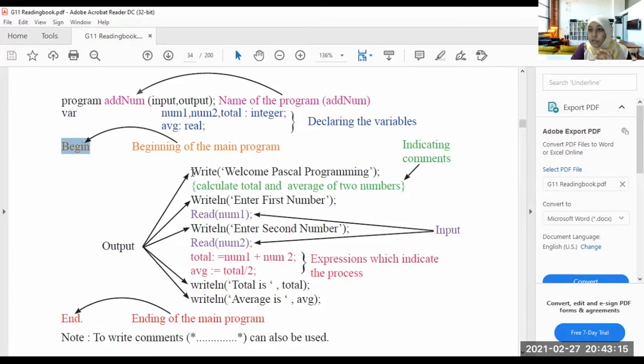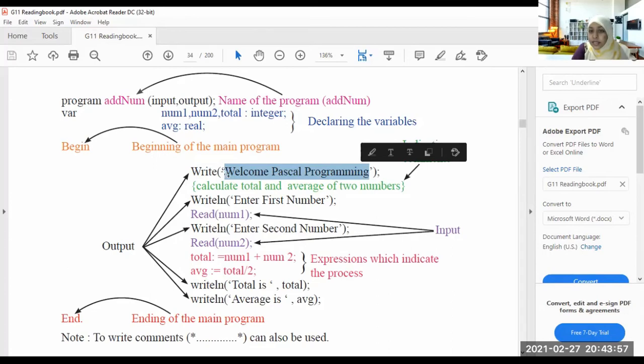First one, when you begin the program, when you open the program, write within bracket, within single inverted comma, welcome Pascal programming, semicolon. So what is this write welcome Pascal programming? If your program opens the interface, for the first time when it opens the interface, the first line will be welcome Pascal programming. This is the first line that will be executed in your program. You can see welcome Pascal programming.